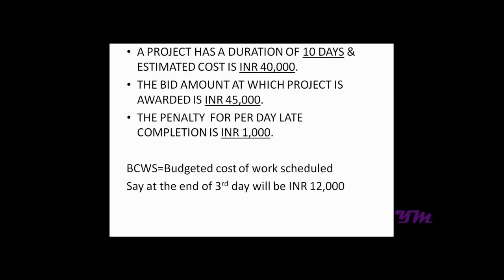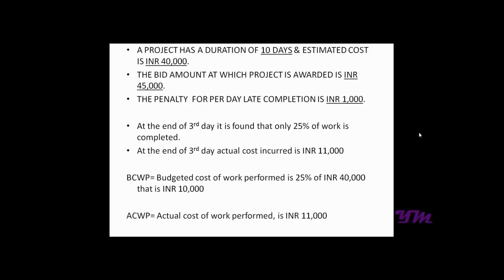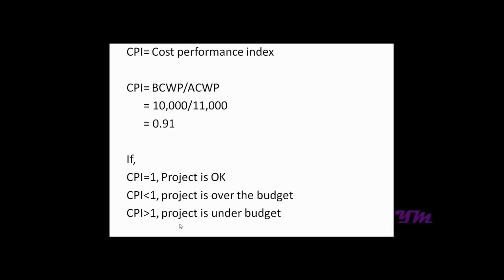Now the BCWS, which is known as budgeted cost of work scheduled, at the end of the third day will be rupees 12,000, as it is rupees 4,000 per day, which we can see over here. Now say at the end of the third day it is found that only 25% of the work is completed and the actual cost incurred is say 11,000. So 25% of 40,000 is 10,000, which is known as budgeted cost of work performed, while the actual cost incurred, that is actual cost of work performed, is say rupees 11,000.